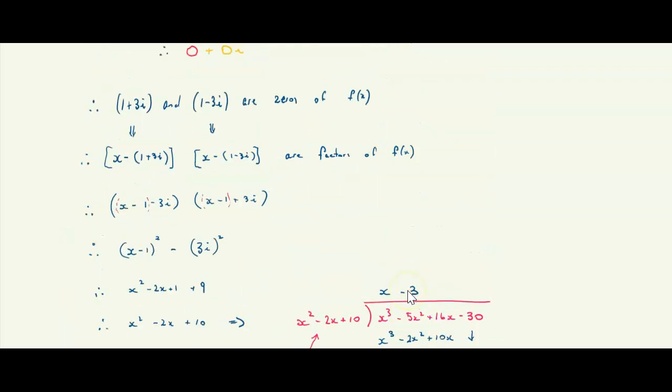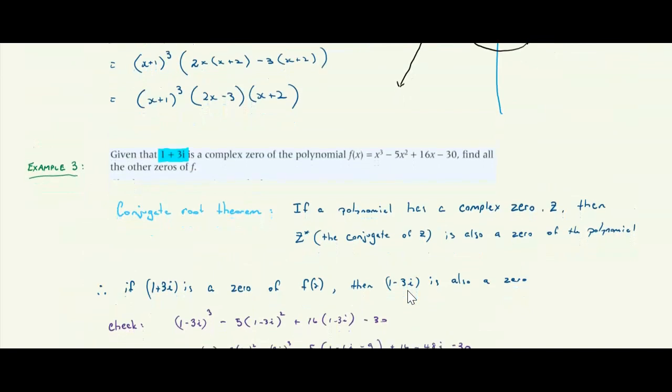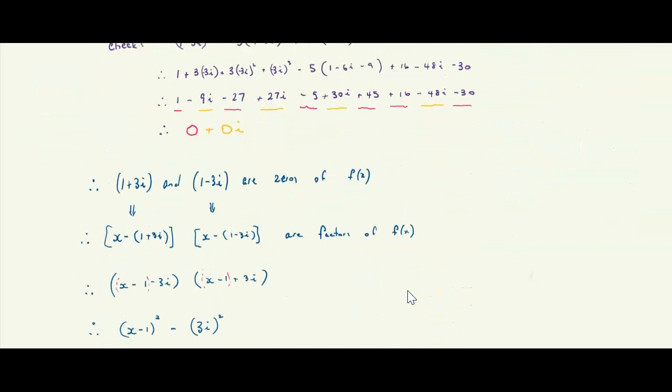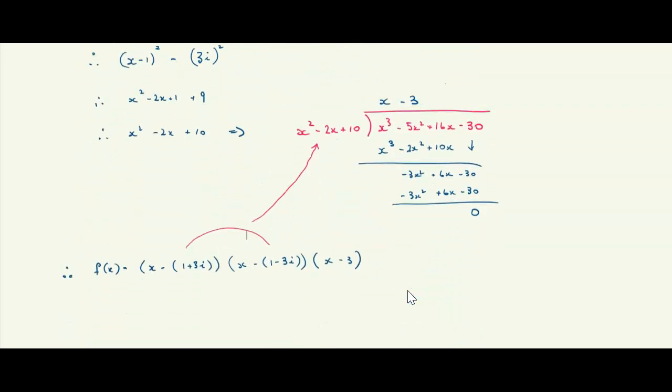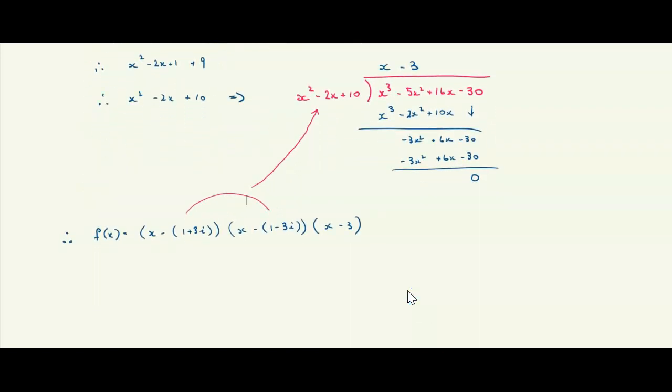So my question calls for, let's go back up to the question, given that 1 plus 3i is a complex root, find all the other zeros of f. So the other zeros of f are 1 minus 3i, the conjugate, and 3. So I better answer the question, hadn't I? Therefore, the other zeros of f of x are 1 minus 3i, the conjugate of 1 plus 3i, and 3 was the real one, wasn't it?